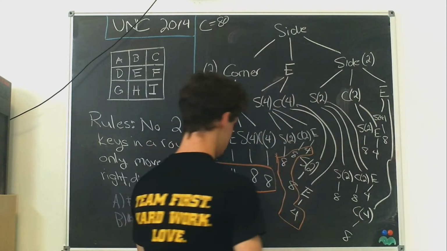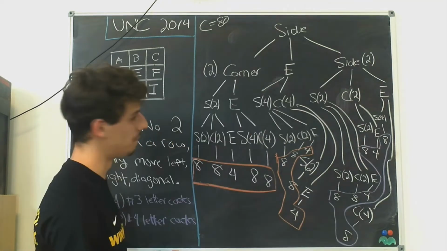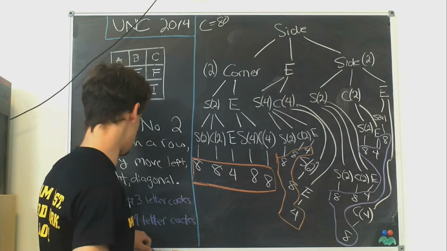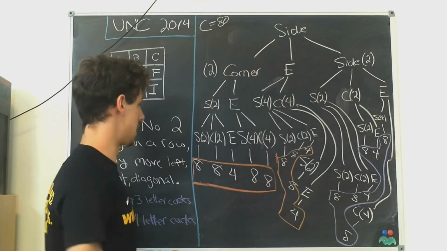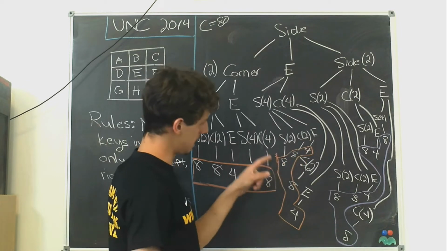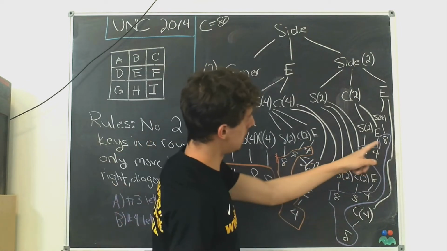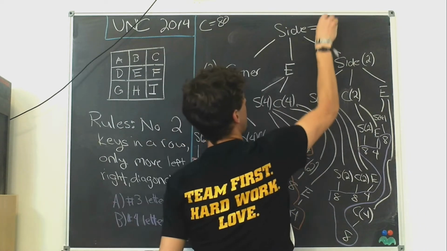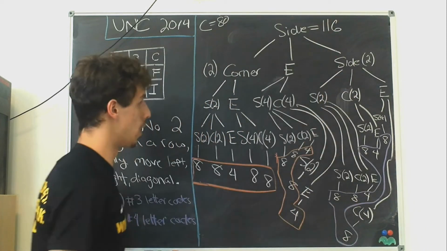And all of these that I will box in purple, very disjointedly, but adding all of these up gives us all the combinations for when we start on a side. So let's see, that'll be 8 plus 8 plus 4 plus 8 plus 8 plus 4 plus 8 plus 8 plus 8 plus 4 plus 8 plus 8 plus 4 plus 4 plus 8 plus 8 plus 8. And all the combinations for side add up to 116.